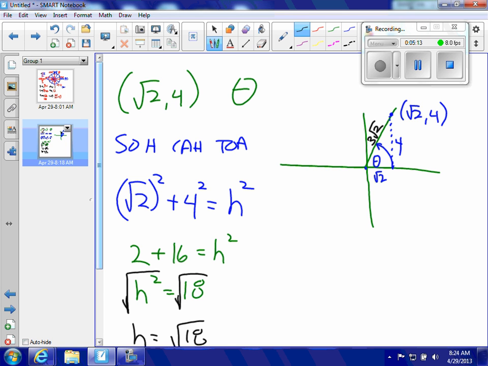Yes? Does it matter which angle is theta? Like, out of the two angles, does it matter which theta is? I'm not sure I understand your question. Yeah, you have to put the reference angle. Oh, okay. Thank you, Nicole answered.